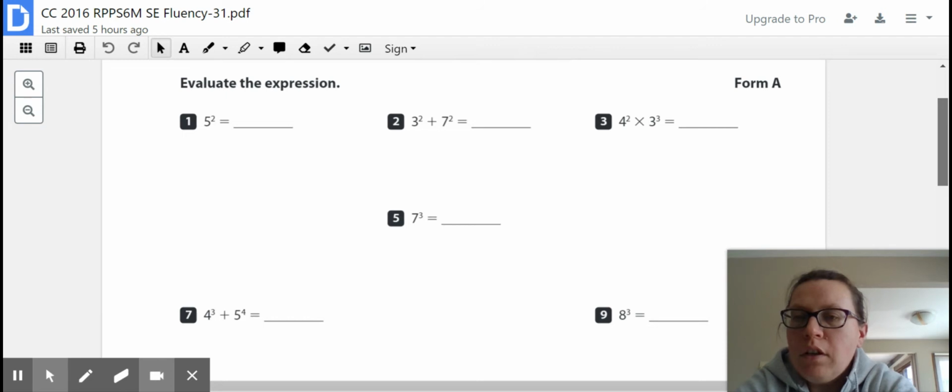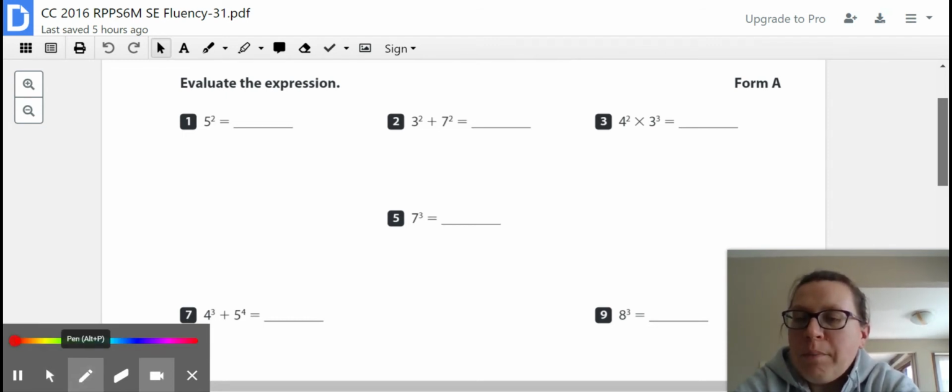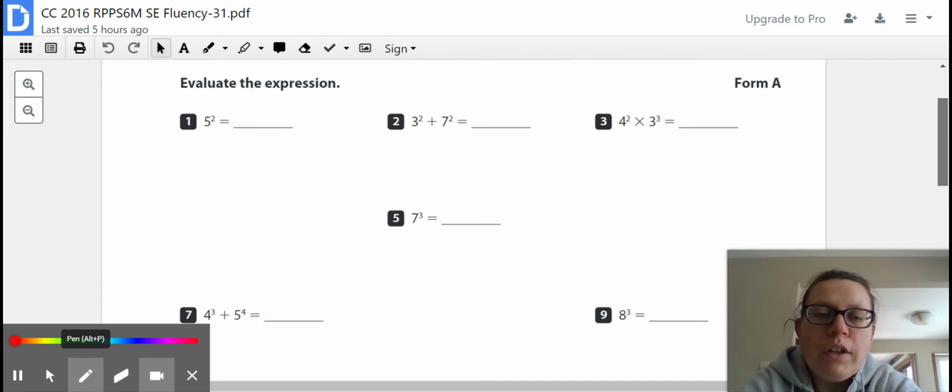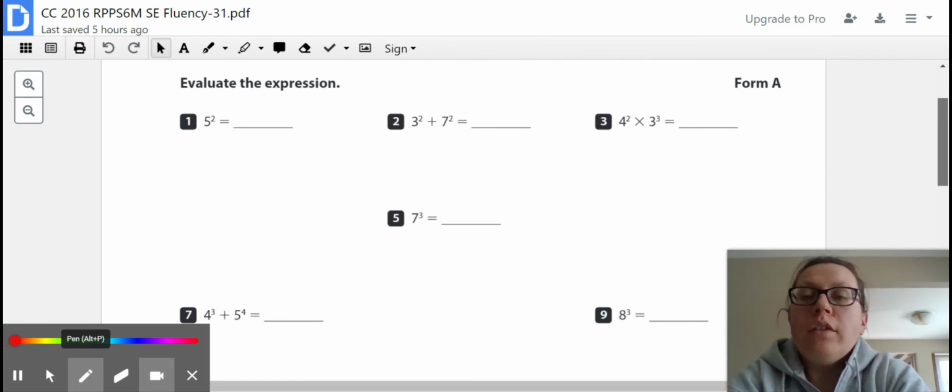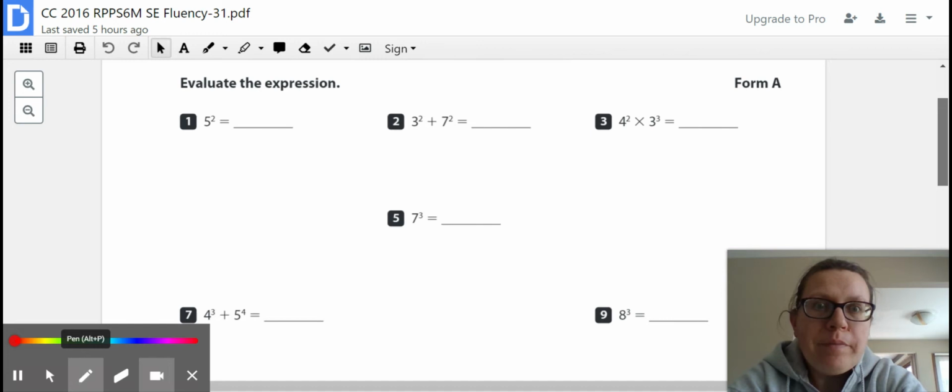For example, 5 to the second power, or 5 squared. When we see the small number 2, that's called the power, and the 5 is the base. We know to multiply the base 2 times.